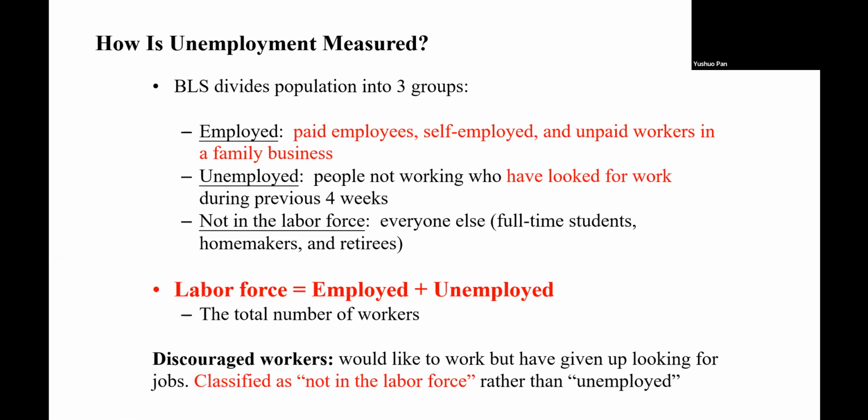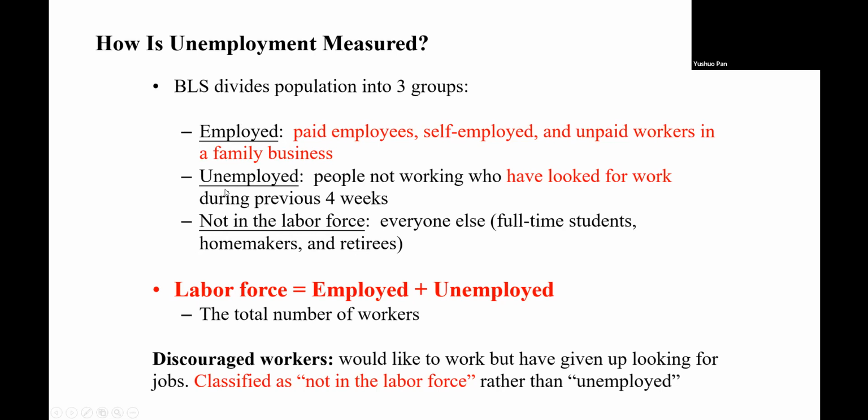Usually, BLS divides the population into three groups. They are employed, unemployed, and not in the labor force. What kind of population should count as employed? Usually, they are paid employees, self-employed, and unpaid workers in a family business. And these three definitions are really important. That's the key definition in this chapter. So you should understand what group of people belongs to which group. And for employed, no matter whether that person has a part-time job or a full-time job, that's still implied in the definition.